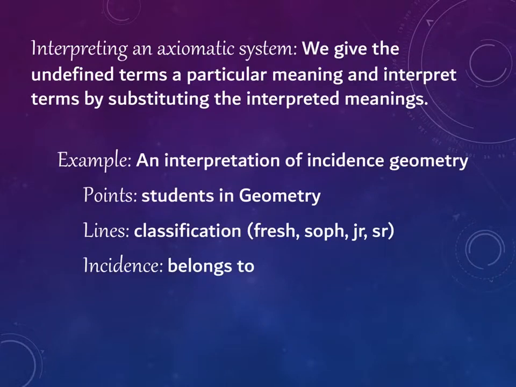So we're going to do an example, and we're going to see if this creates a model. So an interpretation for incidence geometry. Points would be students in here, so each of you. The lines would be your classification, freshman, sophomore, junior, or senior. And incidence means belongs to. So every point, that is every person in here, has a line that they belong to because each of you has a classification that you are in, right? You are a freshman, sophomore, junior, or senior.